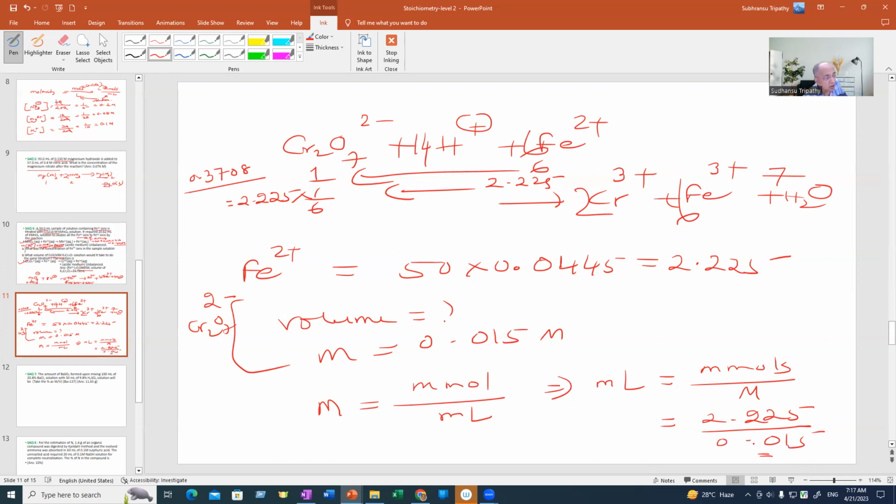Complete oxidation of 50 ml of 0.0445 ferrous ion.